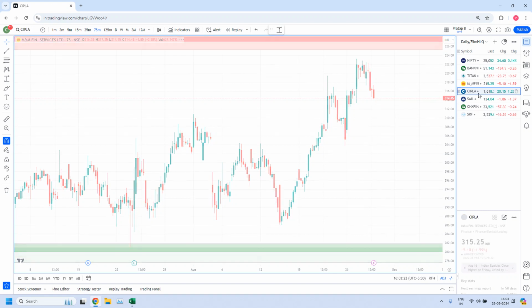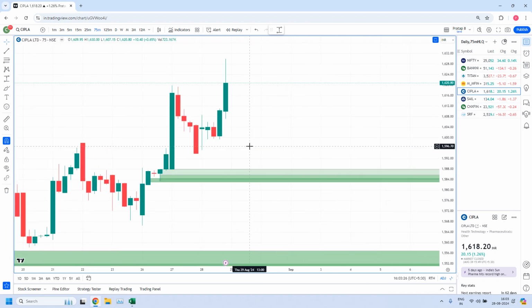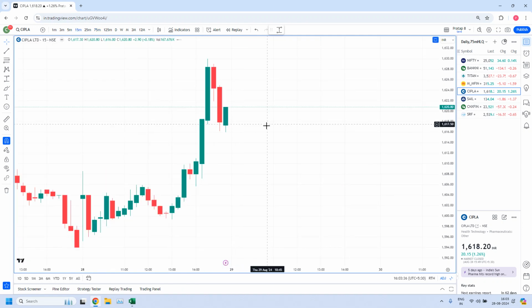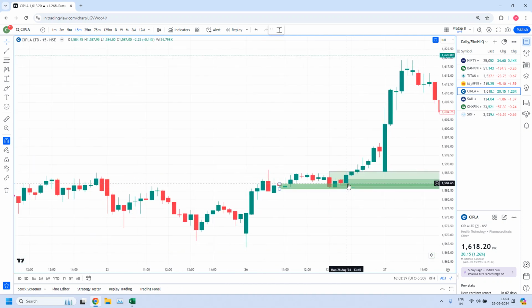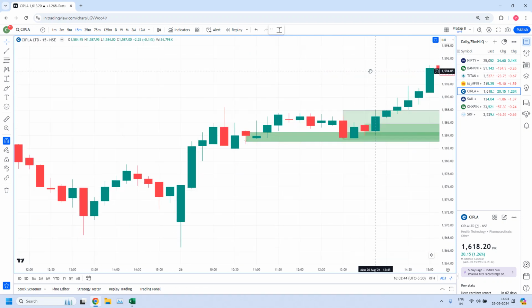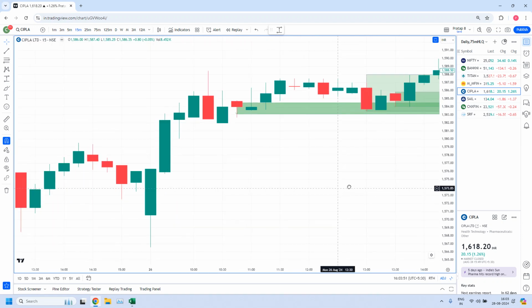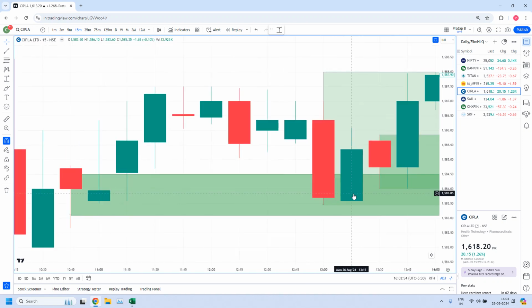And the next one is CIPLA. CIPLA is a 75 minutes high liquidity demand zone. This is the one. We have a rally, we have 2 base candles, and again a rally. Rally, base, rally. And this I fine-tuned with 15 minutes time frame. So here you have a rally, base, rally. This is the 15-minute zone. Rally, base, rally.